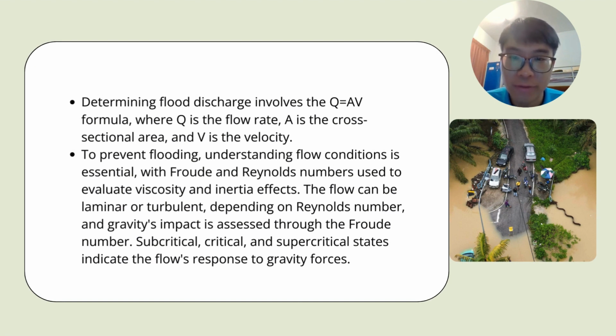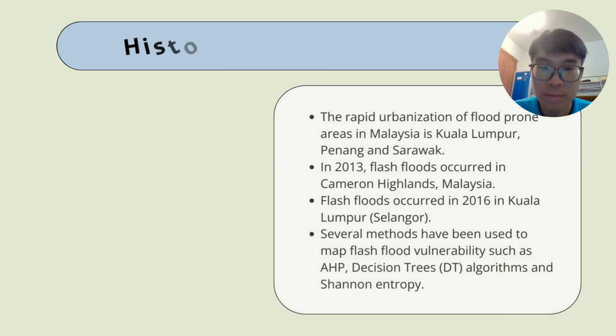So determining flood discharge involves the formula Q equals AV, where Q is the flow rate, A is the cross-sectional area, and V is the velocity. To prevent flooding, understanding flow conditions is essential, with Froude and Reynolds numbers used to evaluate viscosity and inertial effects. The flow can be laminar or turbulent, depending on the Reynolds number, and gravity impact is assessed through the Froude number. Subcritical, critical, and supercritical states indicate the flow's response to gravity force.